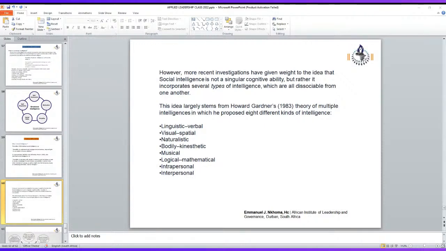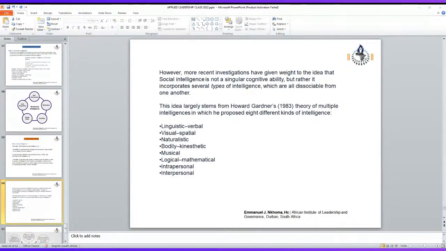What does that mean? That simply means social intelligence is not just a monologue. It's not just one aspect. Social intelligence is a holistic thing. It's something that we incorporate other intelligence aspects into.